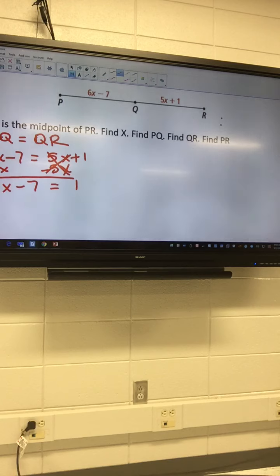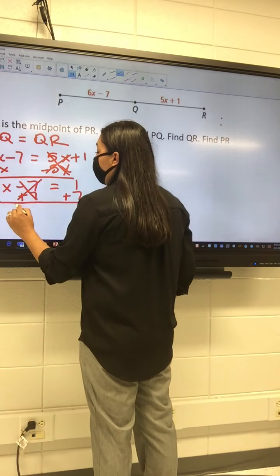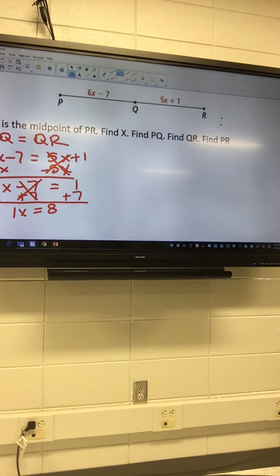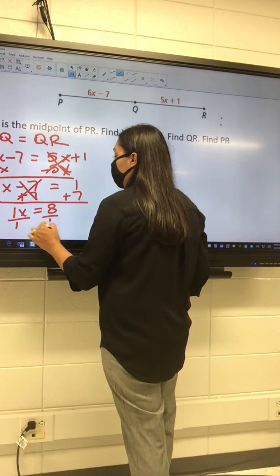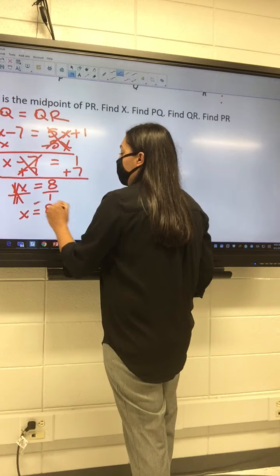Okay, now what? I'm still trying to solve for x. Close. Add 7. If I do it to one side, I've got to do it to the other. So I have 1x equals 8. Now, some of you guys can actually see what x is right now. x equals 8. But some of you guys can't, and that's okay. Divide by 1. It's the same exact thing. So x equals 8 divided by 1, which is still 8.